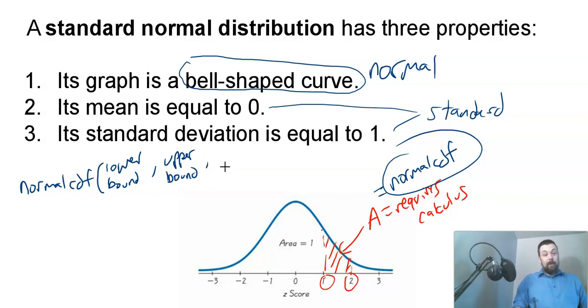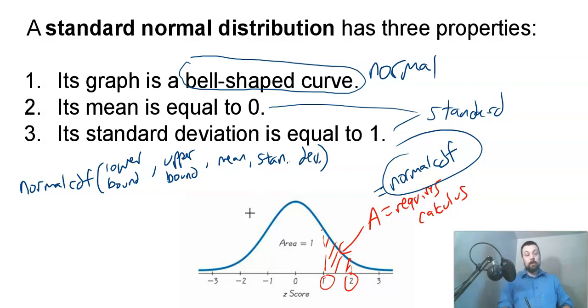Right? Then you type in the mean and then the standard deviation. Now, I'll tell you a secret: if it's already a standard normal distribution, you actually don't have to type those in. But it's a good habit anyways, because as we transition to non-standard normal distributions, you'll have to type in the mean and the standard deviation each time. So you might as well go ahead and start doing that.